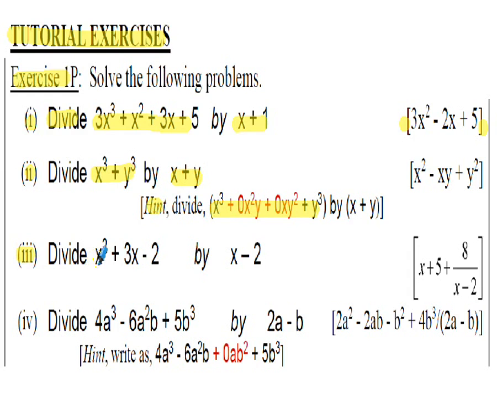Part 3, rational divide x squared plus 3x minus 2 by x minus 2. And finally, part D, rational divide 4a cubed minus 6a squared b plus 5b cubed by 2a minus b. And again, there's a hint in the question. I'd encourage you to stop the presentation and undertake the calculations here before looking at the solutions on the following slide.